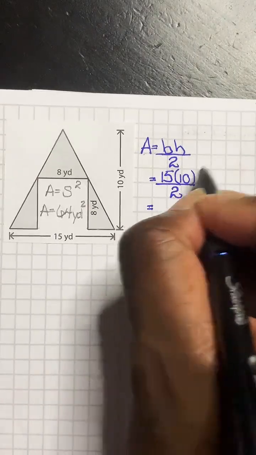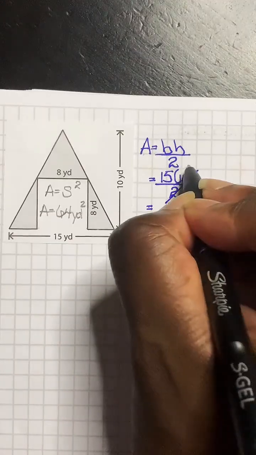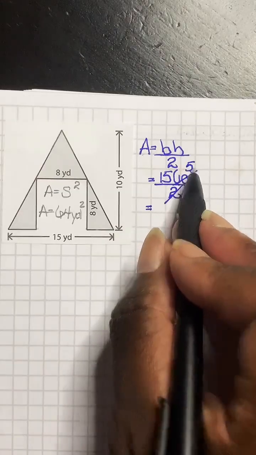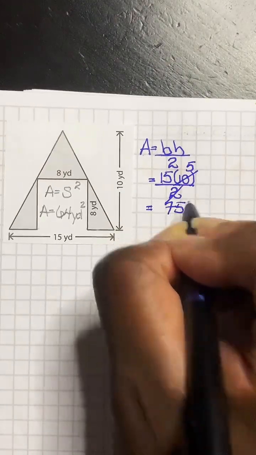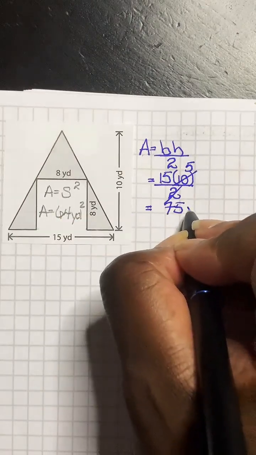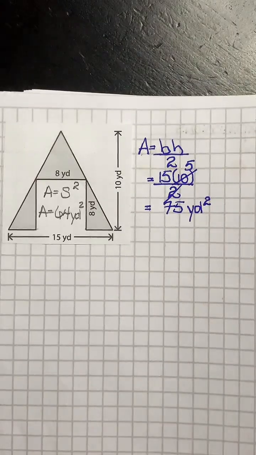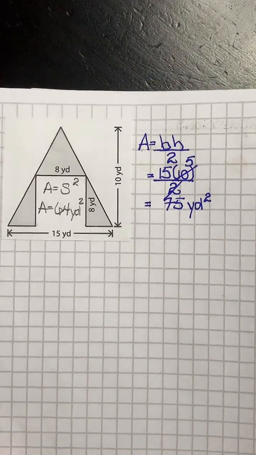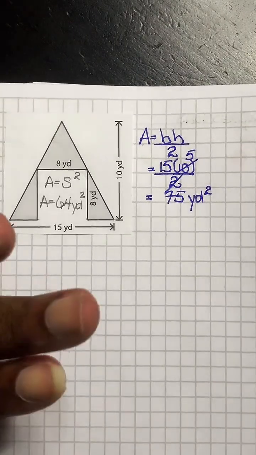Here you go. Because if I wanted to, I could do 10 divided by 2. That will give me 5. And then 15 times 5, that will give me my 75. And then this is square yards. All right. Yep, base times height.